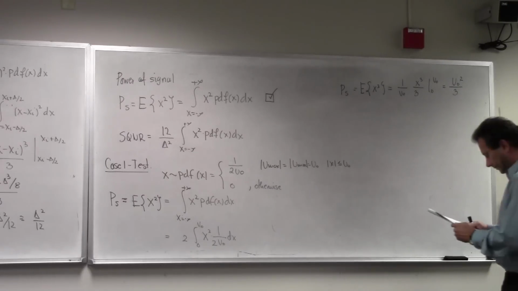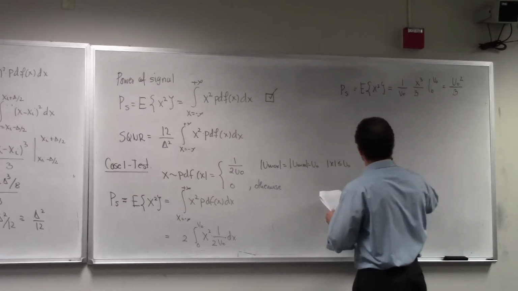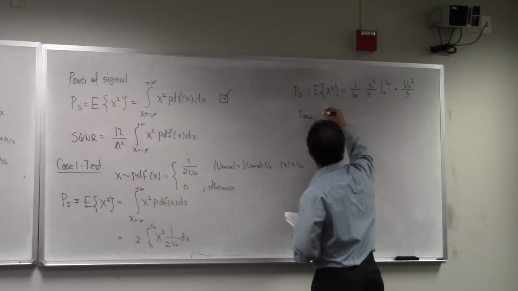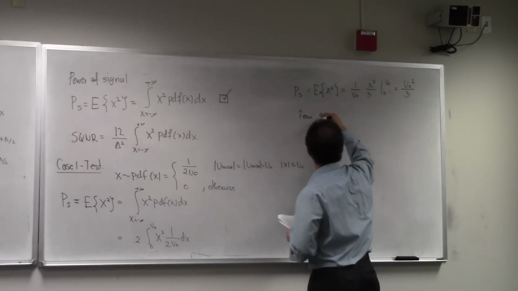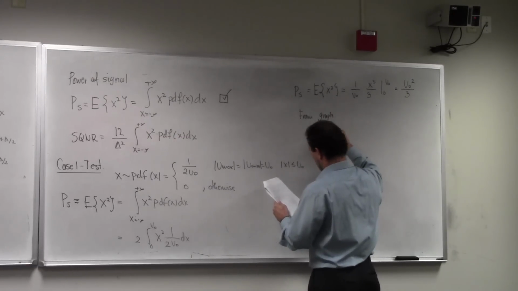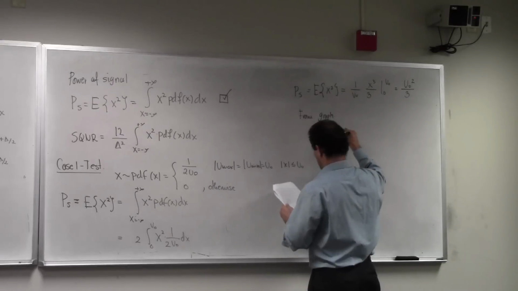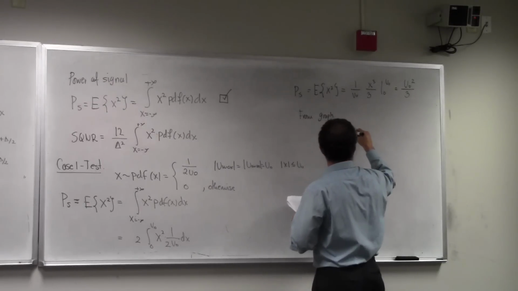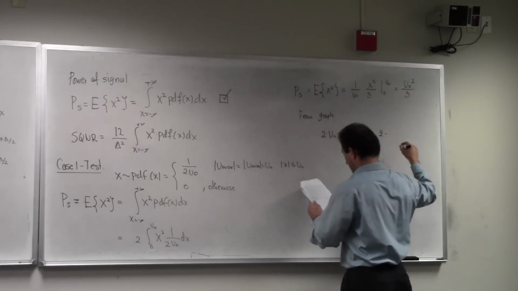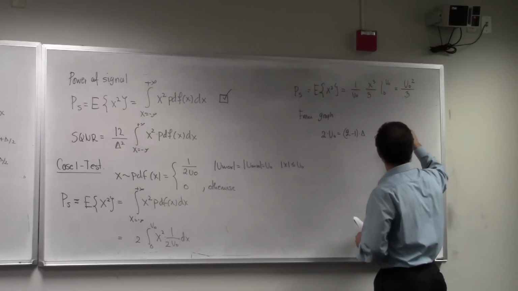All right, so that's the power of the signal. Power of the noise: from the graph over there, we have that 2 times u0 is going to be equal to Q minus 1 times delta, where Q is the number of quantization levels.